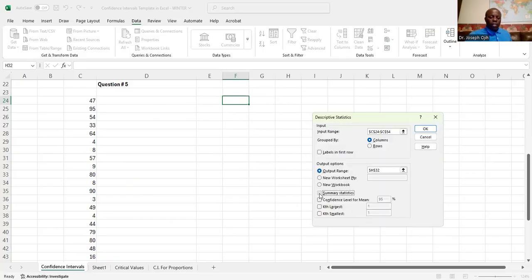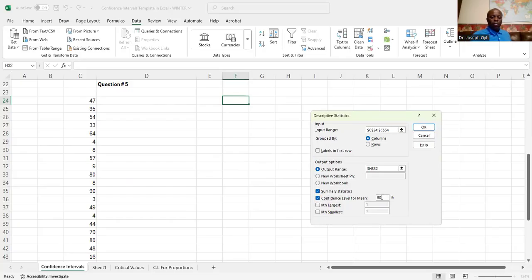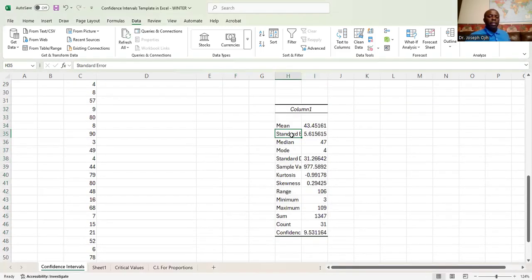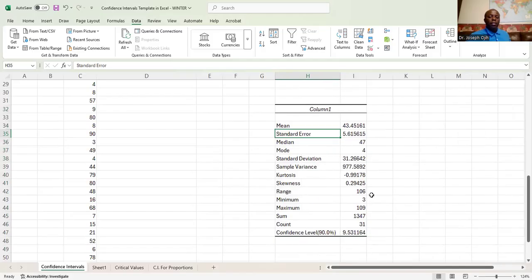Then you need the summary statistics. They need a confidence level. This time around, they say use 90%, so we put a 90 here. Please click OK. See, it gave you all the descriptive statistics. It gives you the mean and the standard error. This is your error margin right here.